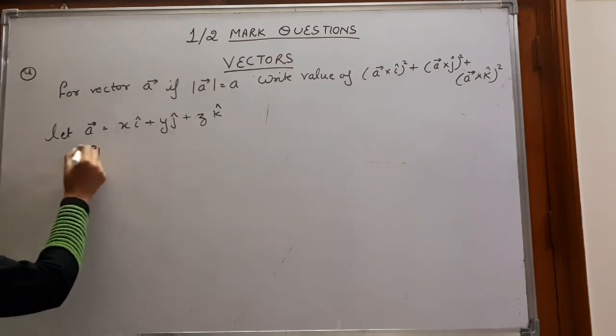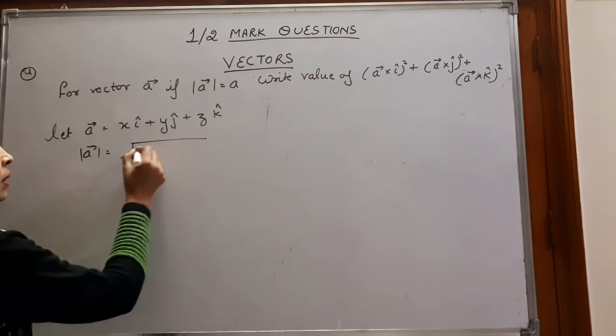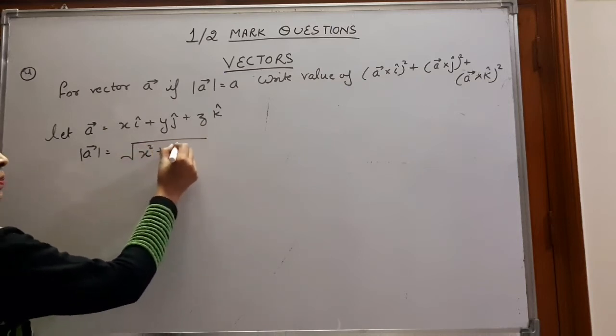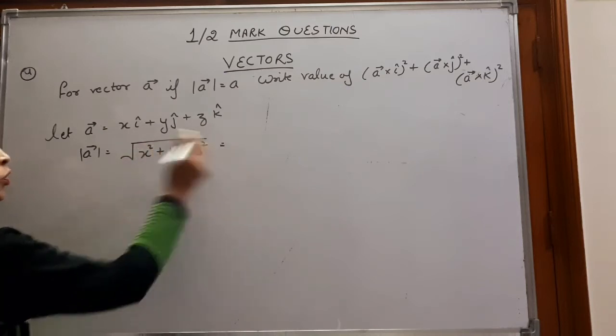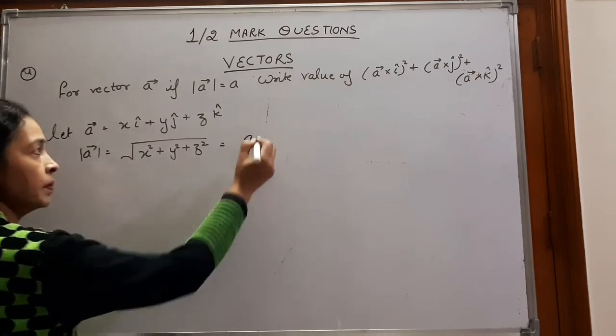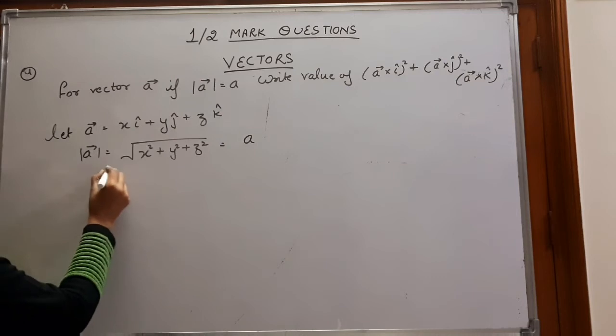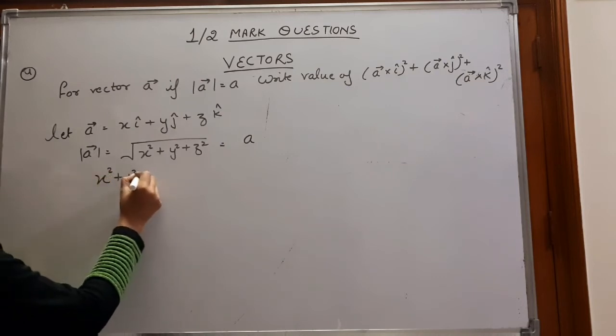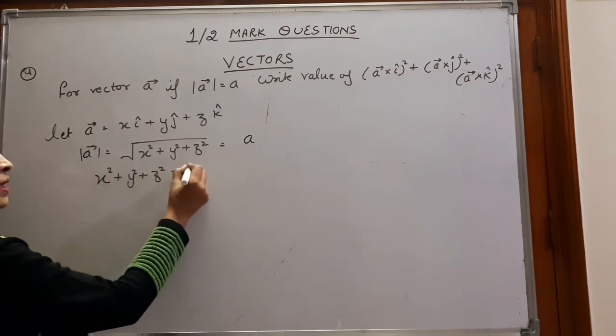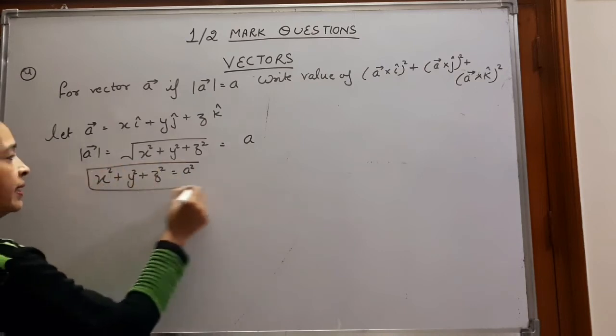What will be the magnitude of this vector? Under root x square plus y square plus z square, and the magnitude of this vector is given as a. This is given. Squaring both sides, what will be the value of x square plus y square plus z square? This will be equal to a square. Keep it aside.